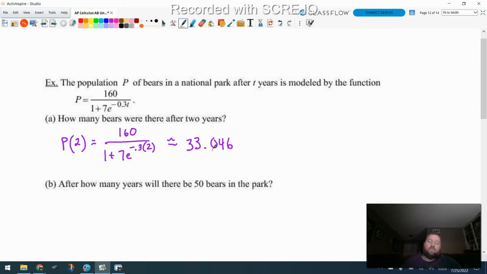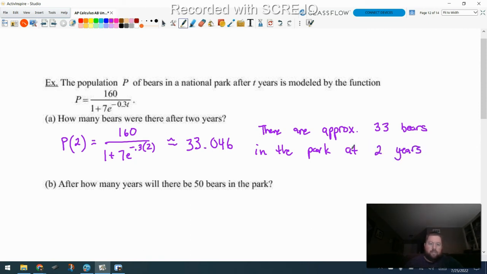All right, now you can't have 0.046 of a bear, so you can round that off to a whole number, and we'll write our answer as a sentence because it's a word problem, and usually the College Board likes a sentence as an answer. So we can say there are approximately 33 bears in the park at 2 years. I said at, maybe after, since that's how they worded it, after 2 years.